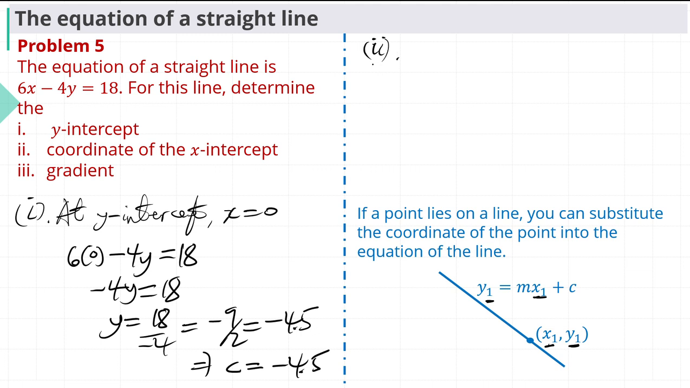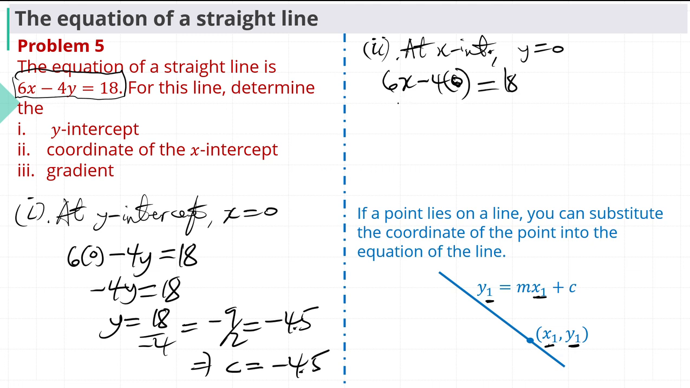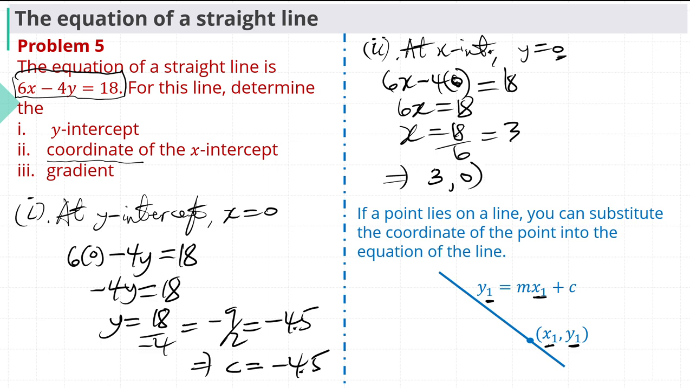Now the next question, it says that we should find a coordinate of the x-intercept. And at the x-intercept, the value of y equals 0. So we substitute y equals 0 into the equation we have been given. So we have 6x minus 4 multiplied by y, which is now 0, equals 18. 6x equals 18. Divide both sides by 6. We are getting the value of x to be 3. Now we have to find the coordinates of this x-intercept. So it tells us that the coordinate is (x, y). That's x equals 3, y equals 0. This is the point where the straight line cuts the x-axis.